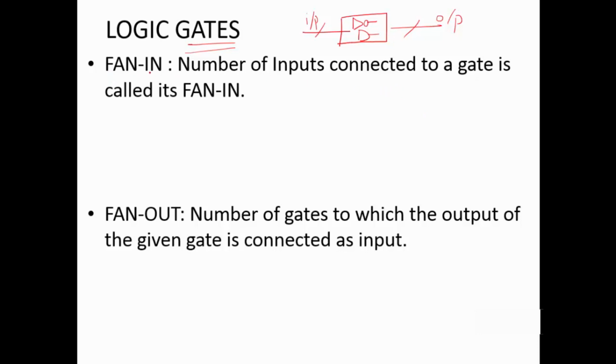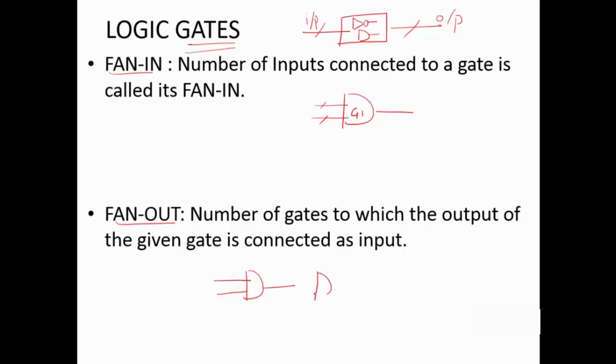So just see what is fan-in. Fan-in is, suppose this is a gate, an AND gate. The number of inputs connected to a gate is called fan-in. And then what is fan-out? Don't get confused. Fan-out is not the number of outputs. Output is always single. There is a single output coming out of a gate. So it's not like the number of outputs is called fan-out.